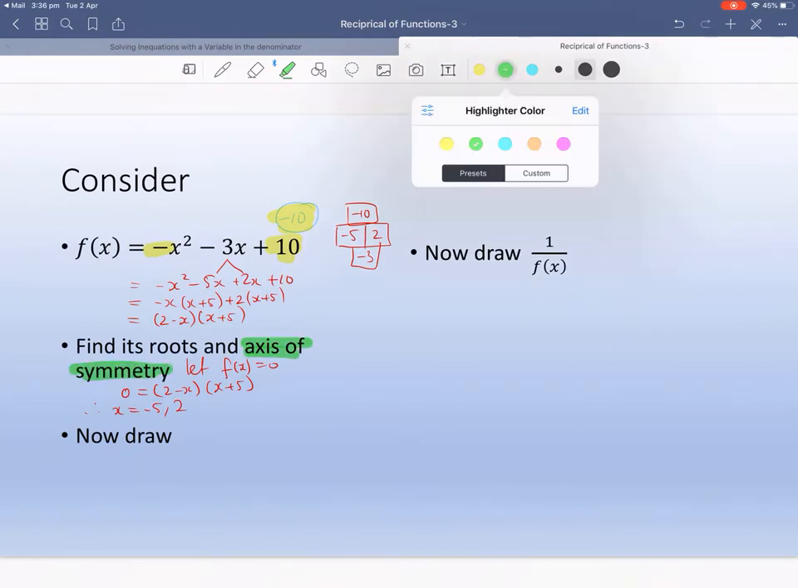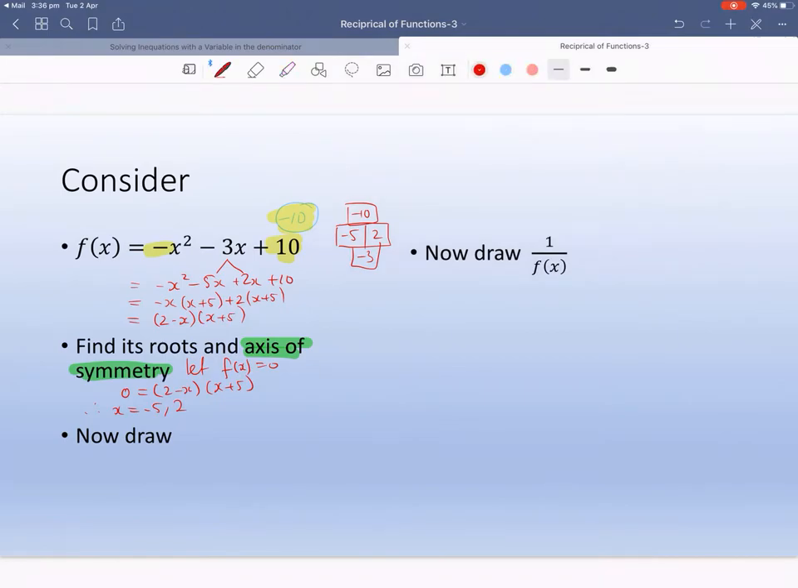We talked about this in class. You can decide what you want to do. Some people are using x equals minus b over 2a to find it. I just find it easier to do the average of the roots. So minus 5 plus 2 is minus 3. Half of that is negative 1.5. So the axis of symmetry is at x equals minus 1.5.